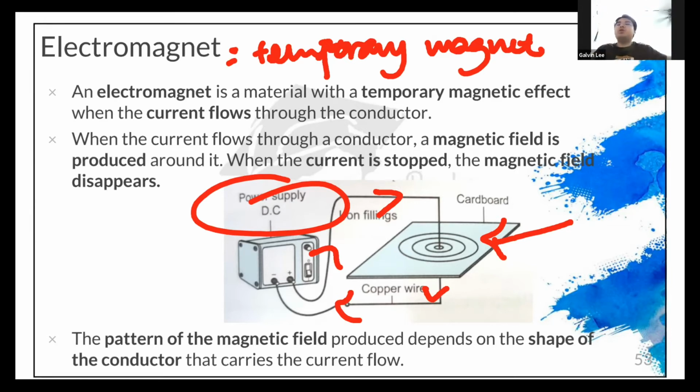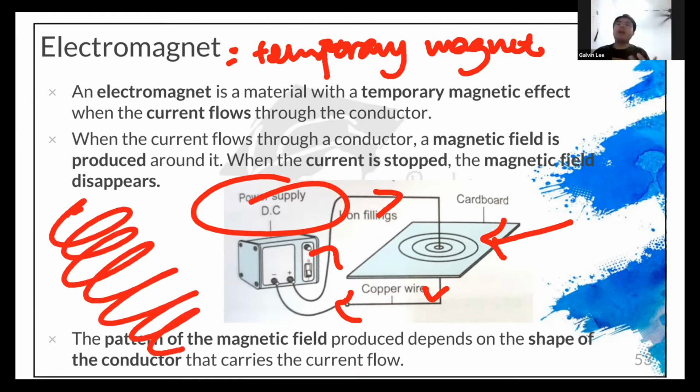So one thing you must know is that the pattern, the shape of the magnetic field lines depends on the shape of the conductor. If the conductor is in the shape of a wire, then it will produce magnetic field lines in a circle shape. All right. If the conductor is in the shape of, let's say, a coil, a spring, then it will produce a pattern like a spring. Right. So it depends on the shape of a conductor.